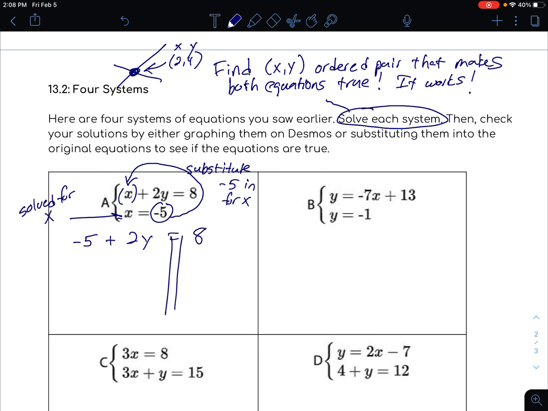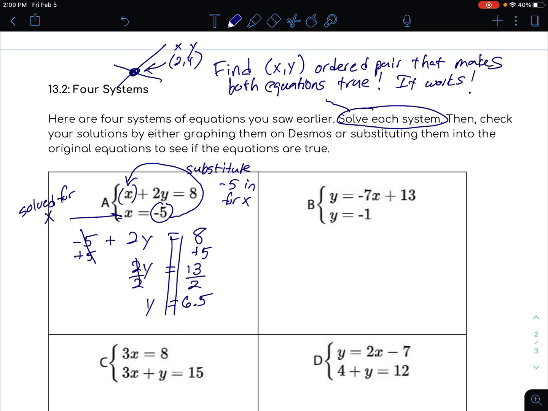And now we just use our solving steps, right? So now we're solving for y, and we're going to get y by itself. So let's start off by undoing the -5 by adding 5 to both sides. That leaves us with 2y equals 13, since 8 plus 5 is 13. And then 2 times y equals 13, so to undo that, if I divide both sides by 2 to undo the multiplication, that means y is equal to 6.5.